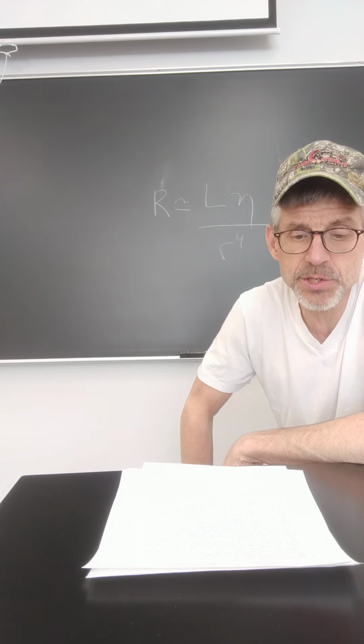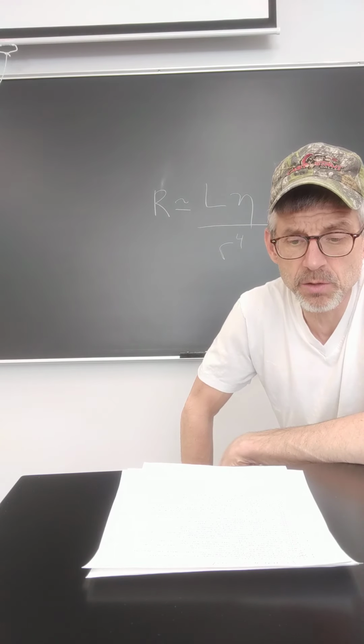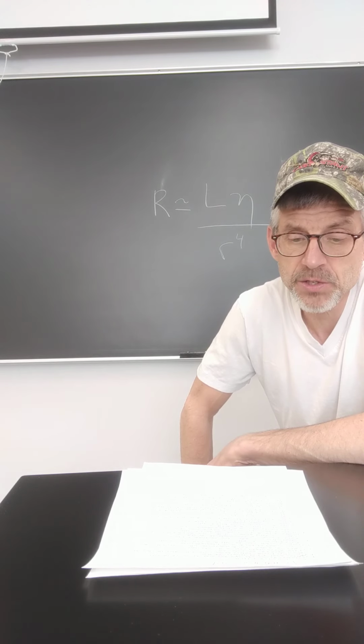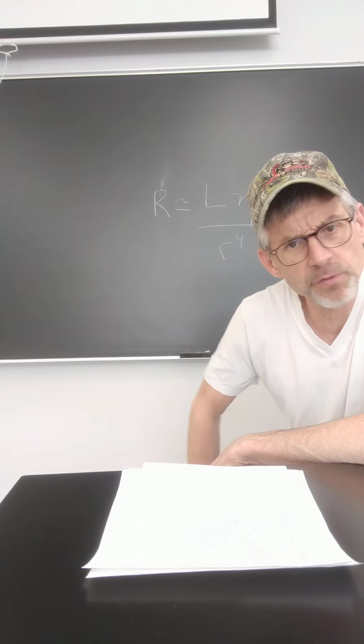All right, question number 6, very closely related. If pressure was held constant, what would be the effect on flow if a vessel's radius was doubled or reduced in size by threefold?